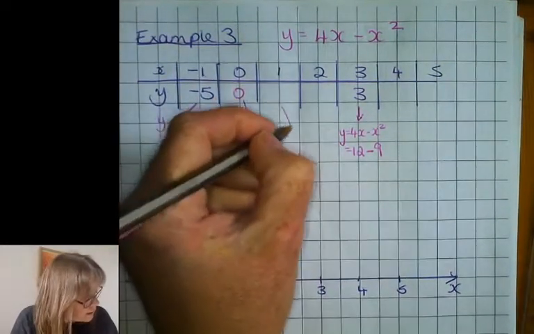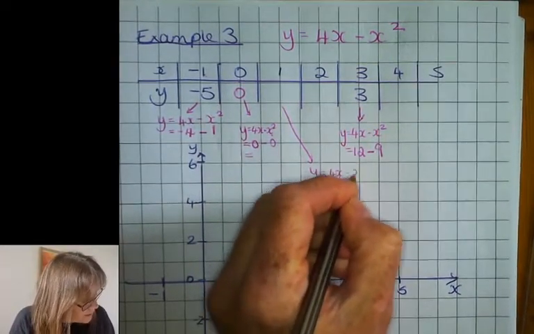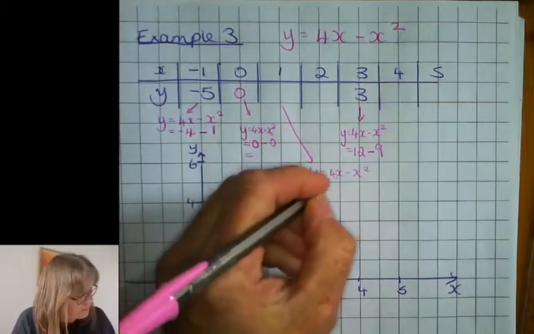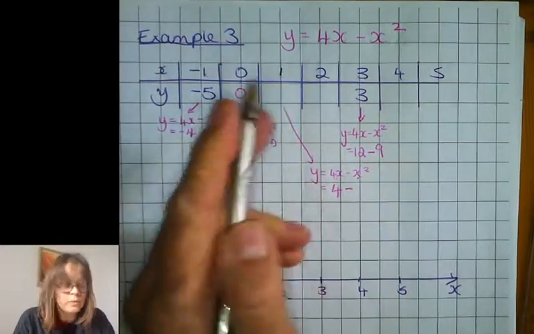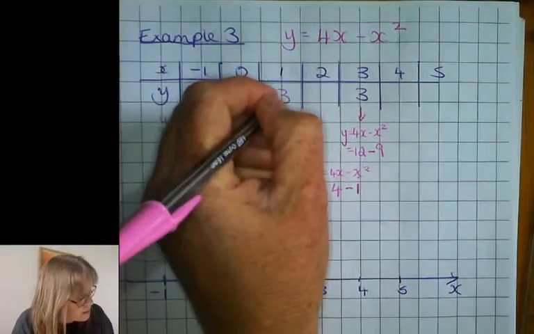Okay, I'm going to do this one down here. So 4x take away x squared. This time x is 1, so 4 lots of 1. Take away x squared, well x is 1, 1 squared is 1 still. So I'm doing 4 take away 1 gives me 3.